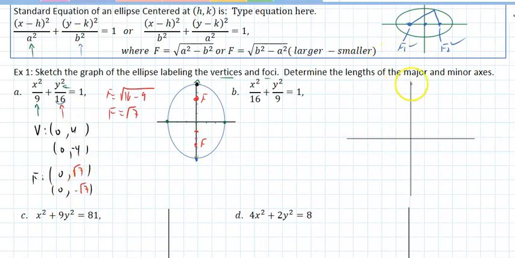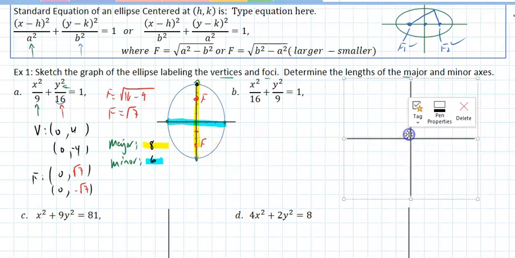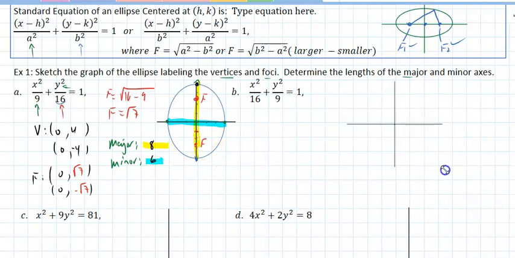They want the length of the major axis and minor axis. Again, major axis is the stretched side. Since we went up 4 and down 4, that is 8. And the minor axis is always the compressed side. And the length of that would be 3 to the right, 3 to the left, 6 units. And that's how it works. So, it seems like a lot, but it's a lot simpler than you think.